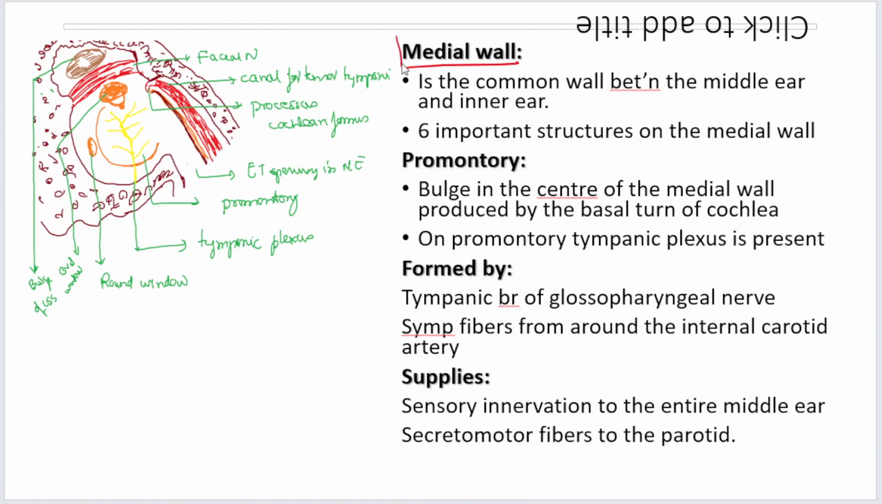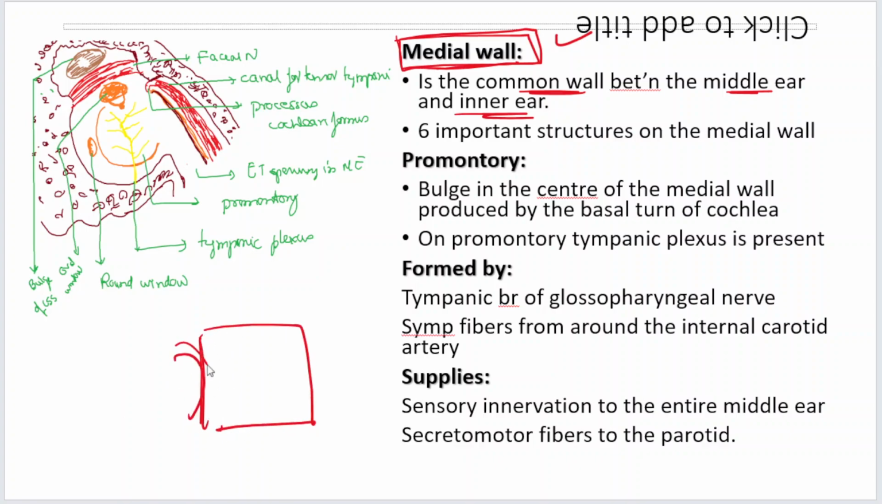Now coming to the medial wall. We just covered the posterior wall. We'll have a recap at the end of this presentation, but now this is the medial wall. The medial wall is a common wall between the middle ear and the inner ear. Suppose this is the medial wall of the middle ear; here you have the inner ear. You have the bulge of the basal turn of the cochlea, causing the promontory. So this is the common wall between the middle ear and the inner ear.